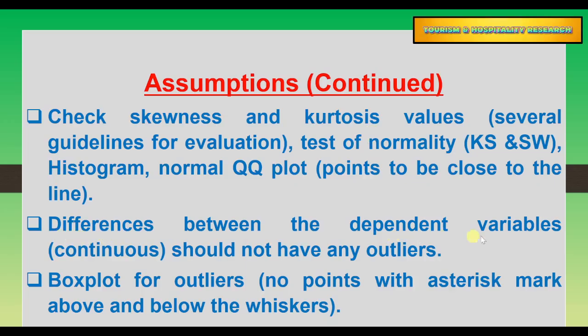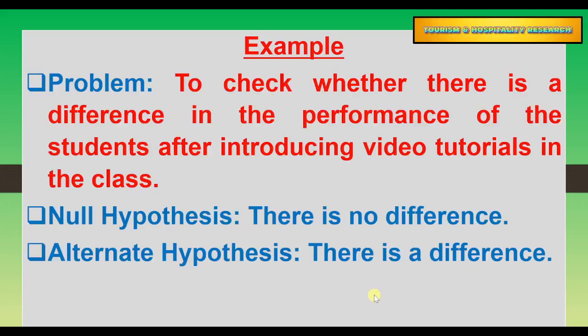Then the differences between the dependent variable should not have any outliers. We'll be checking it through the box plot. No points with an asterisk mark should lie above and below the whiskers. Now, the problem is to check whether there is a difference in the performance of the students after introducing the video tutorials in the class. The null hypothesis for this test would be there is no difference, and the alternate would be there is a difference. So we have to prove it statistically whether there is a difference or not.